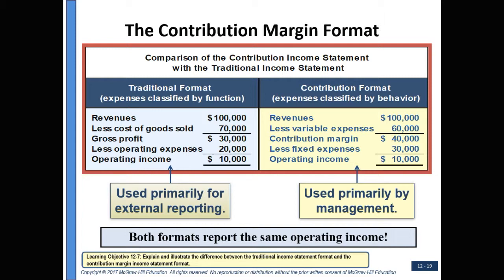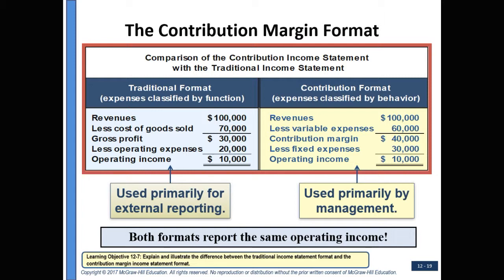Both the traditional and the contribution format are going to report the same operating income. But when we look at them, we see that they come at them from a different perspective. The traditional income statement format is used for the external reporting purposes. It emphasizes expenses classified by their function. Based on the traditional format, cost of goods sold is subtracted from revenue to arrive at gross profit. Operating expenses are then subtracted from the gross profit to arrive at operating income.